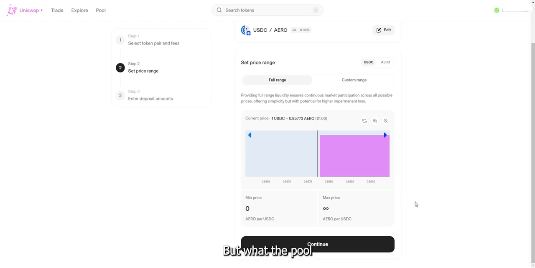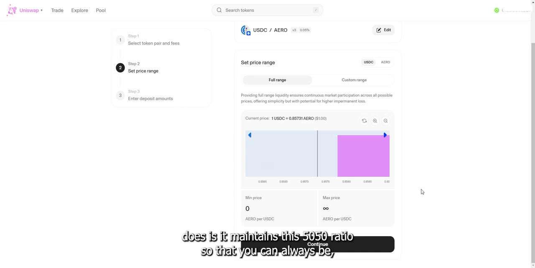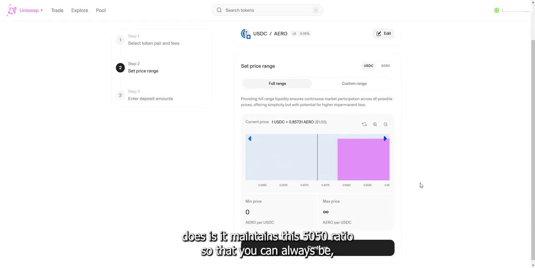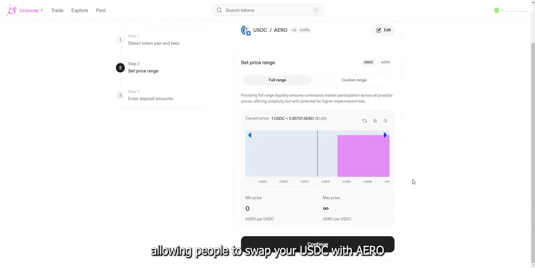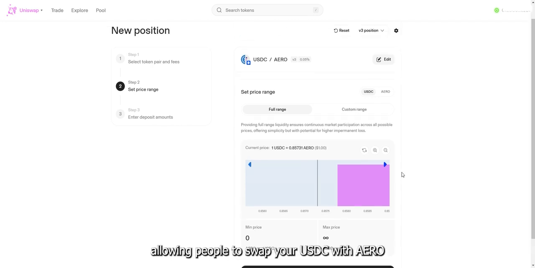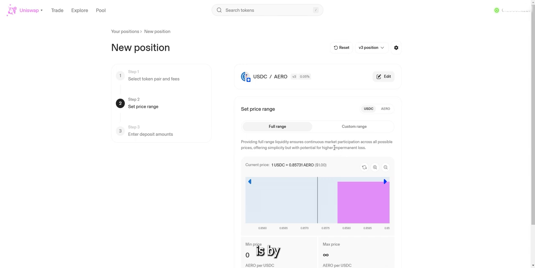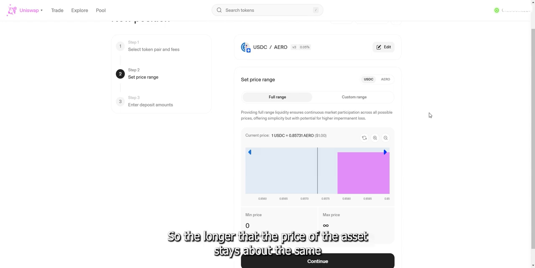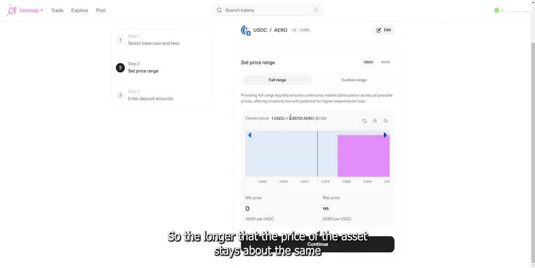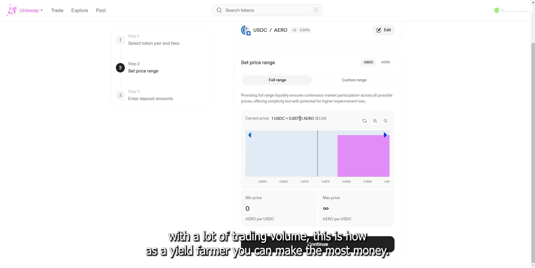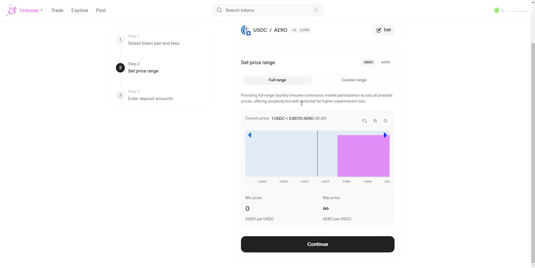But what the pool does is maintain this 50-50 ratio, so that you can always allow people to swap USDC with AERO. And meanwhile, the impermanent loss is offset by letting your trading fees accrue over time. So the longer the price of the asset stays about the same with a lot of trading volume, this is how, as a yield farmer, you can make the most money.